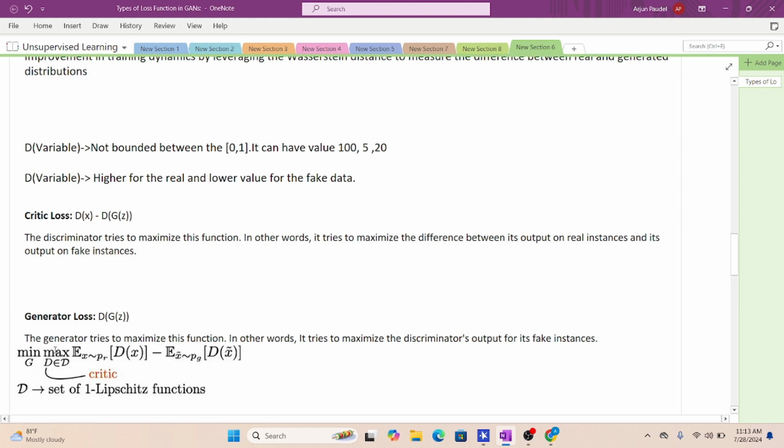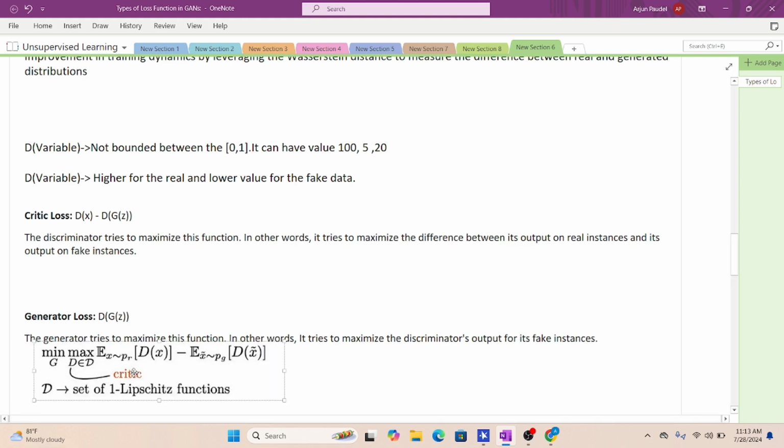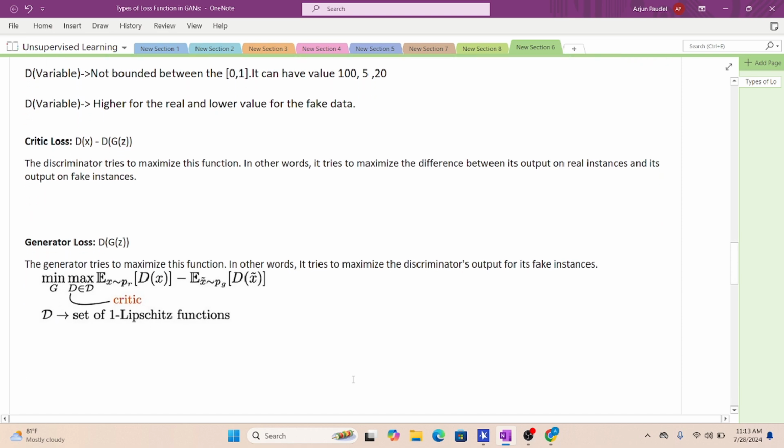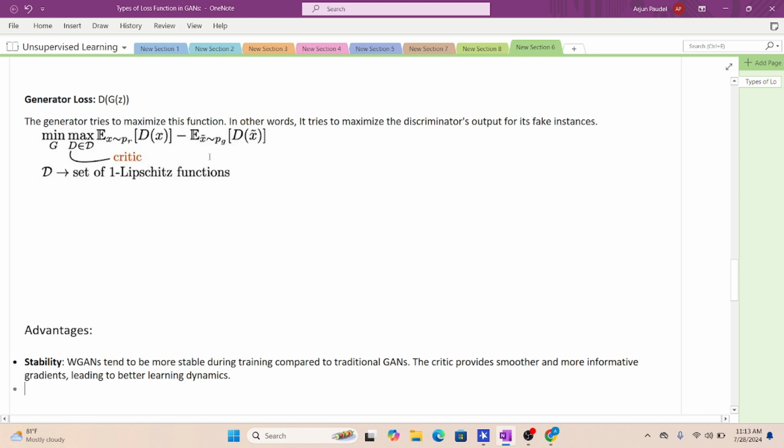We want to maximize the difference in the discriminator, so that it gives lower values for the fake instances and higher values for the real instances. And we use some constraint here in the discriminator, this is our critic, which should be in the set of one-Lipschitz functions. We impose Lipschitz continuity here, and we'll go deeper on that later on.